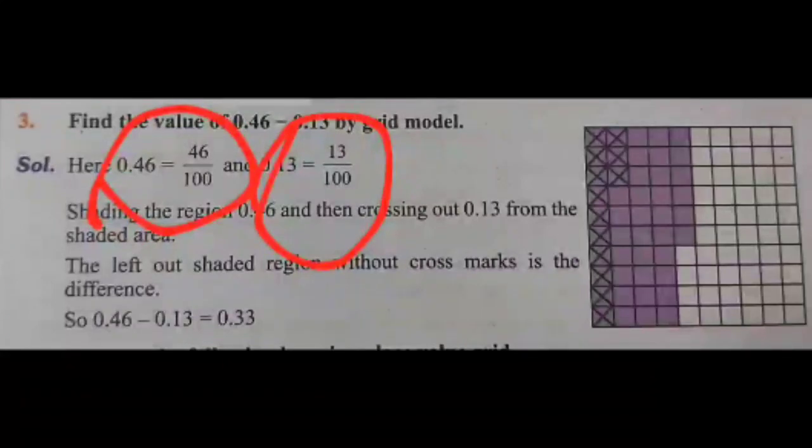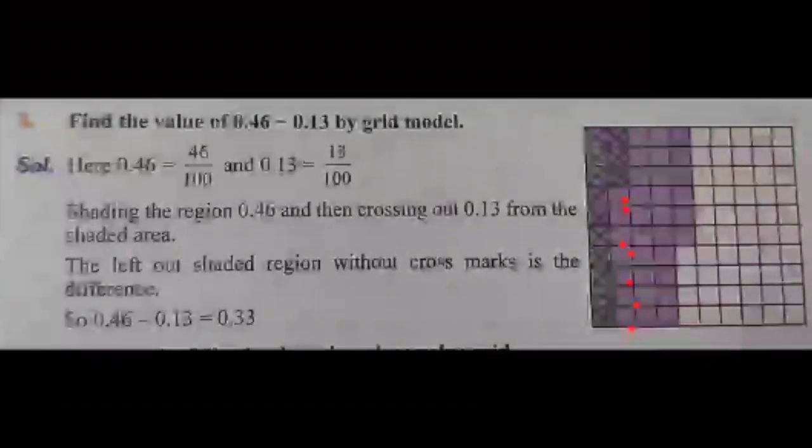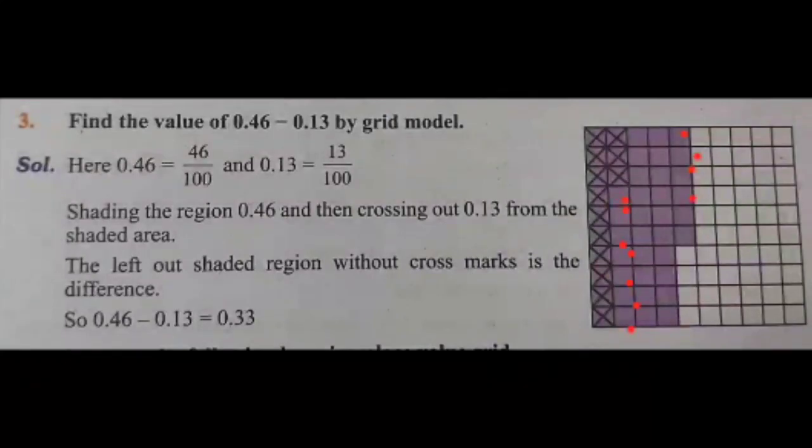From that 46 boxes, we have to subtract 13 boxes. For subtracting, we have crossed here. See the picture? We have crossed out 13 boxes. 10, 11, 12, 13 boxes we have crossed. So the remaining boxes is our answer. Shall we count the remaining boxes? So here 1, 2, 3, 4, 5, 6, 7, 17, 27, 28, 29, 30, 31, 32, 33. So 33 by 100. That is nothing but 0.33. That is your answer.